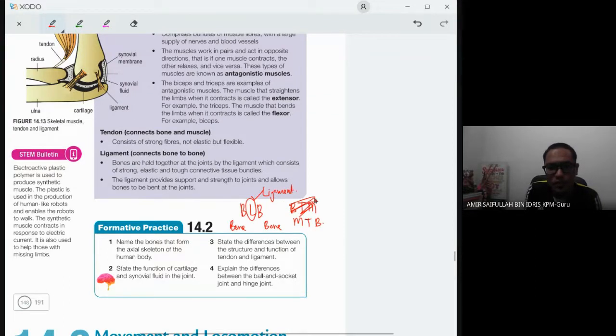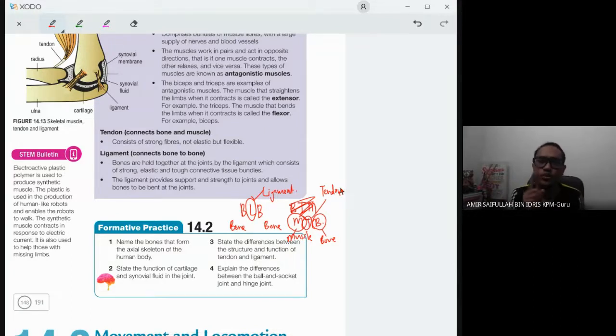Ligament. Who connects muscle? M ialah muscle. What connects muscle to bone? T. T ialah tendon. So BLB, MTB. BLB, MTB. Ligament connects bone to bone. MTB, muscle to bone, tendon. Okay. So ingat itu saja.